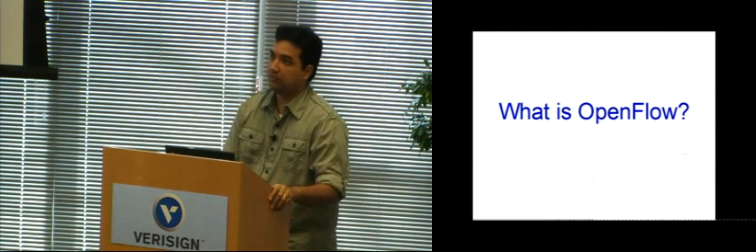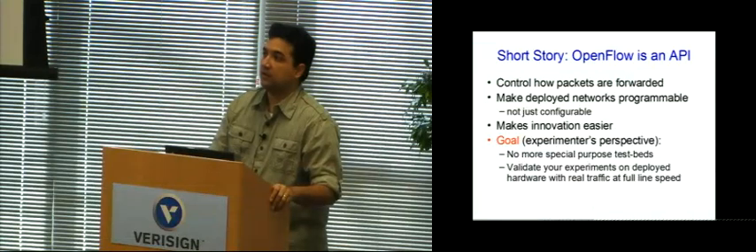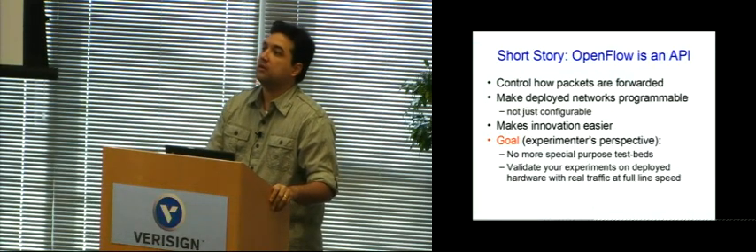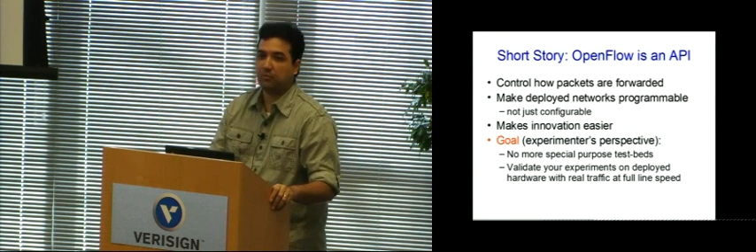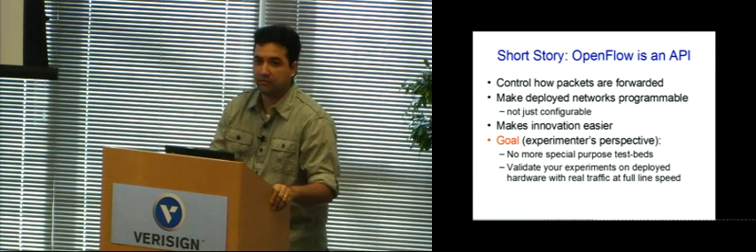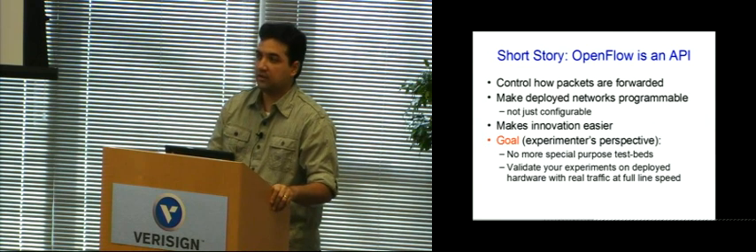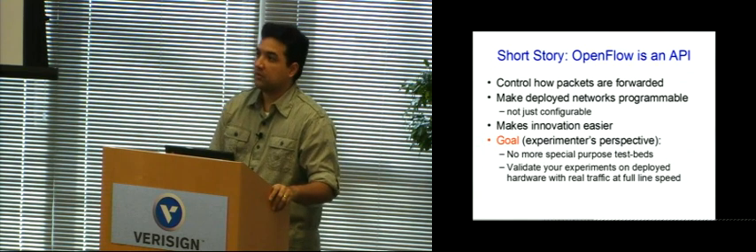But what is OpenFlow at all? So OpenFlow is an API, short story. Control how packets are forwarded and make deployable networks programmable, not just configurable. So you have the ability to define how your packets are going to be forwarded in the network. You have the ability to create your own organization and divide your network in slices for services or just what you want.